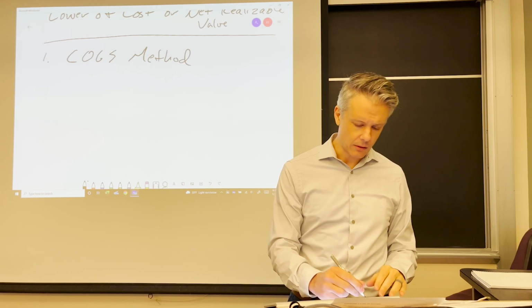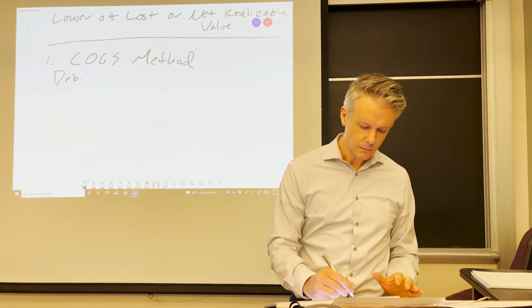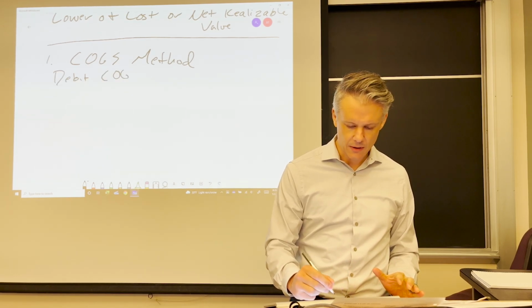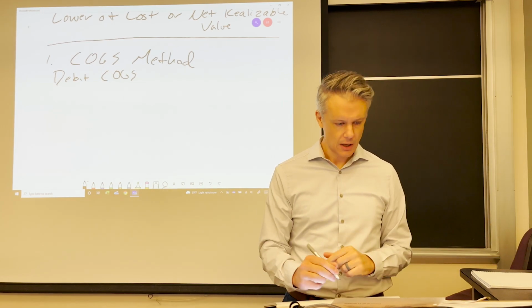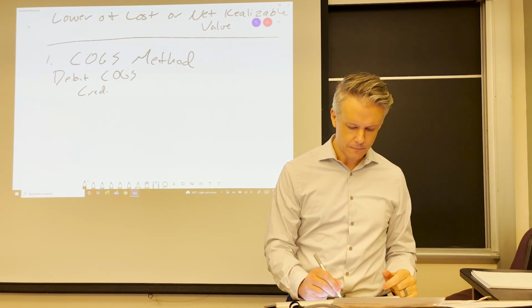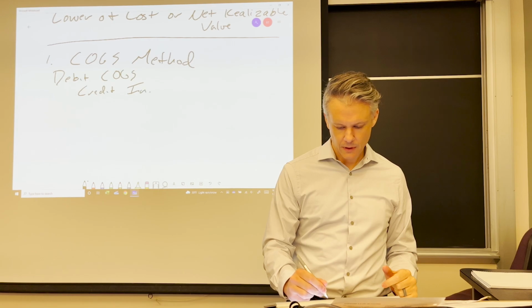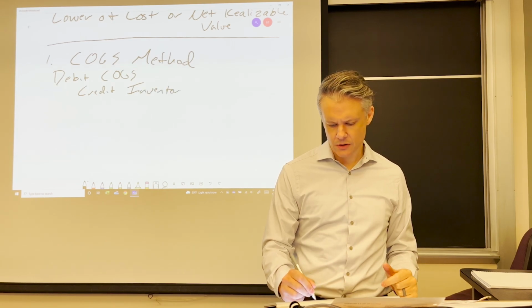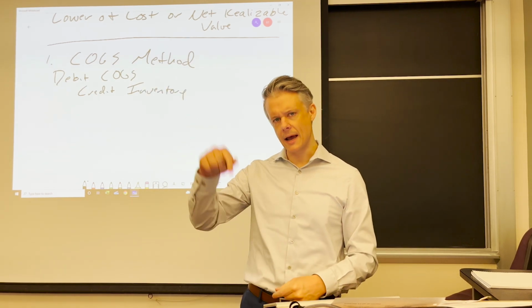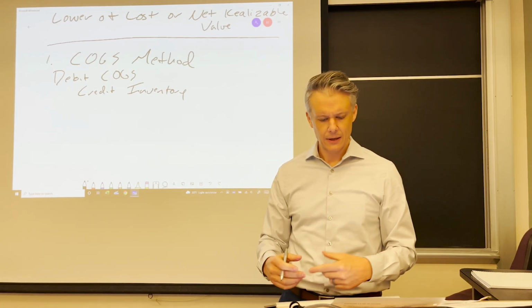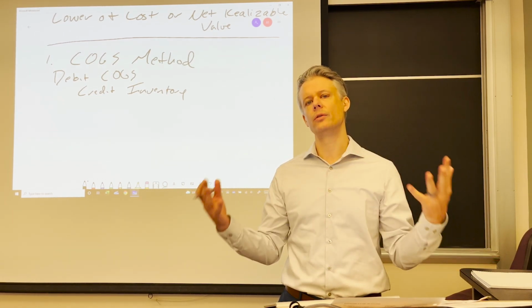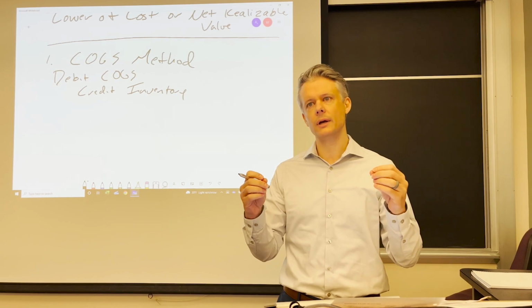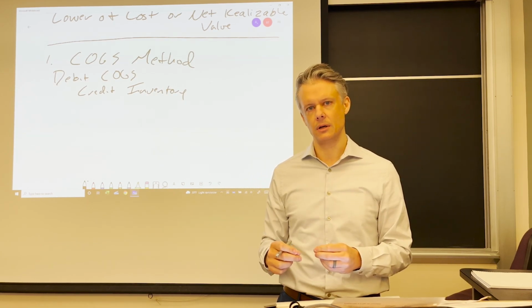Depending on what that loss is, we would debit cost of goods sold and then credit inventory. This does the job, right? It gets inventory down to where it should be. It debits cost of goods sold. That has the appropriate bottom line effect on the income statement.